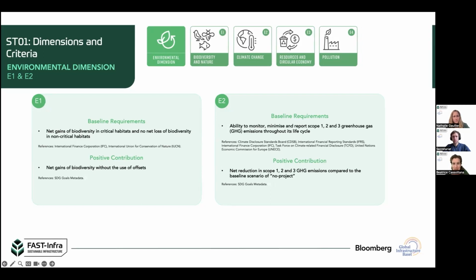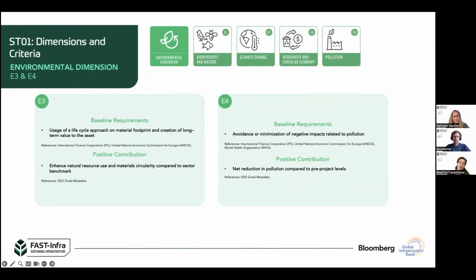Next slide, please. E3 is resources and circular economy. In the baseline requirements, projects have to show that they use a life cycle approach on material footprint and create long-term value for the assets. In the positive contribution, they have to show that they enhance natural resource use and material circularity compared to the sector benchmark. So they need to do better than a benchmark.